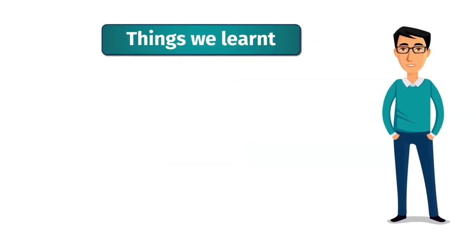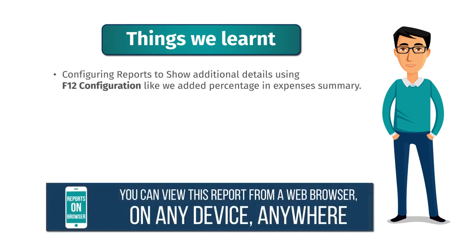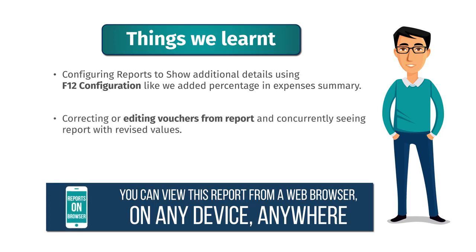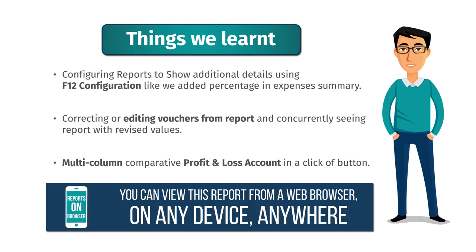Alright, here is a quick recap of what we learned. Configuring reports to show additional details using the F12 configuration, like we added percentage in expenses summary. Correcting or editing vouchers from report and concurrently seeing reports with revised values. And multi-column comparative Profit and Loss account at the click of a button.